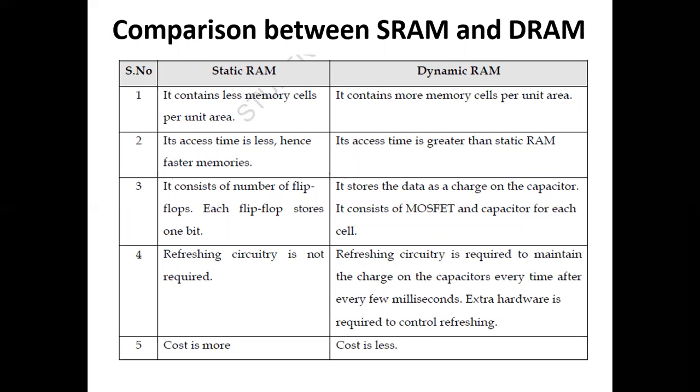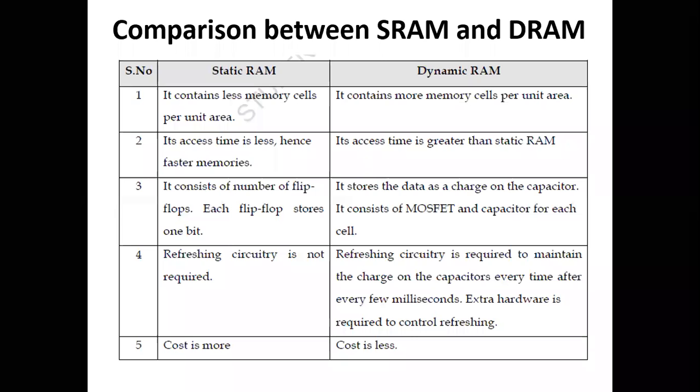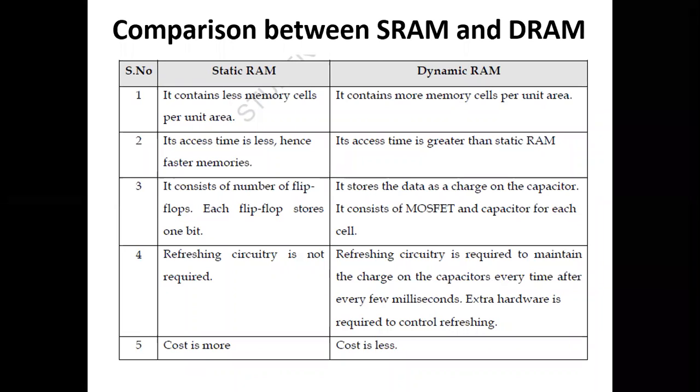So this is the comparison between SRAM and DRAM. Static RAM contains fewer memory cells per unit area; dynamic RAM contains more memory cells per unit area. Static RAM's access time is less, hence it is faster; dynamic RAM's access time is greater than static RAM. Static RAM consists of a number of flip-flops, each flip-flop storing 1 bit.